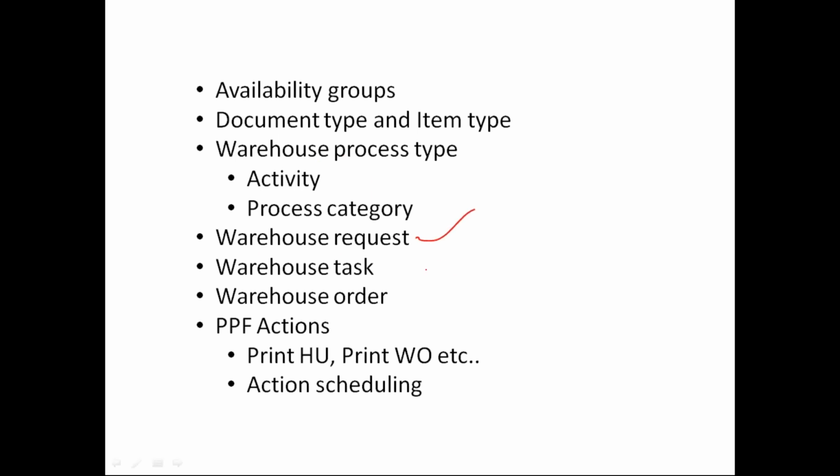So warehouse request is nothing but a delivery document. In EWM, the terminology is warehouse request. Delivery document, we call it as warehouse request. And we have warehouse task and warehouse order.